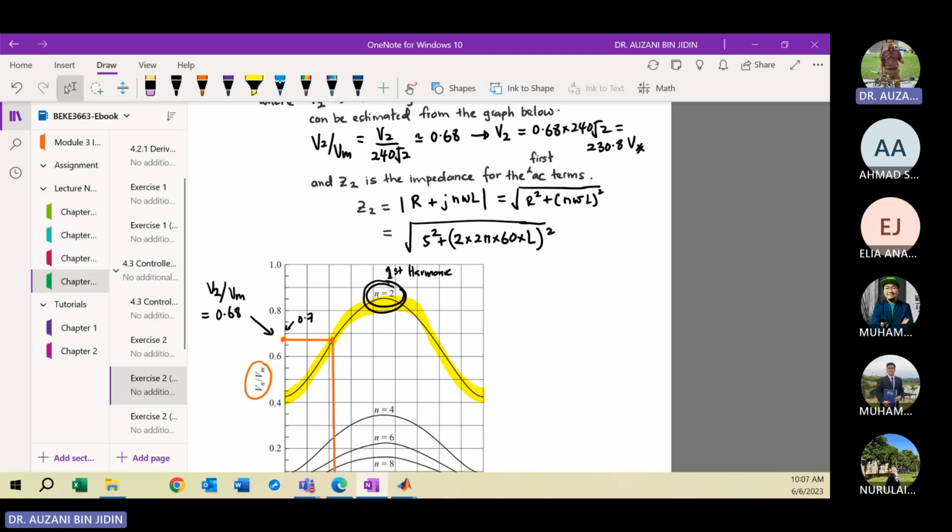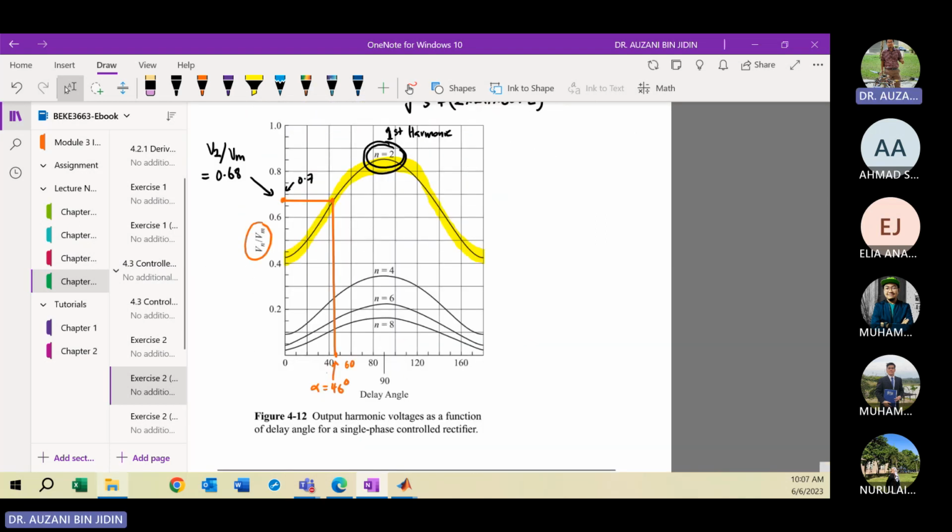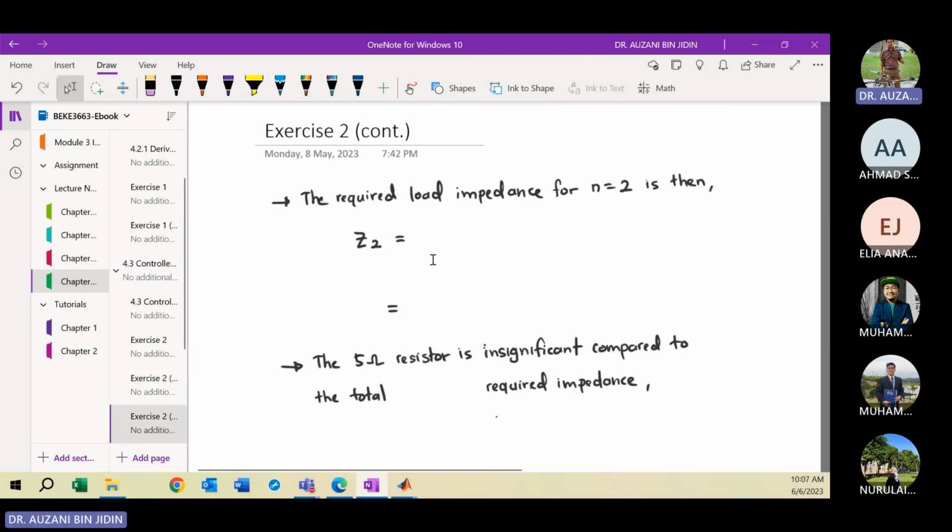Okay, then from here you can calculate the required L. Next page, sorry. The required load impedance for N2 is then V2 divided by I2. Your V2 based on the estimation is 230.8 volt, divided by I2, which is based on the design specification given.